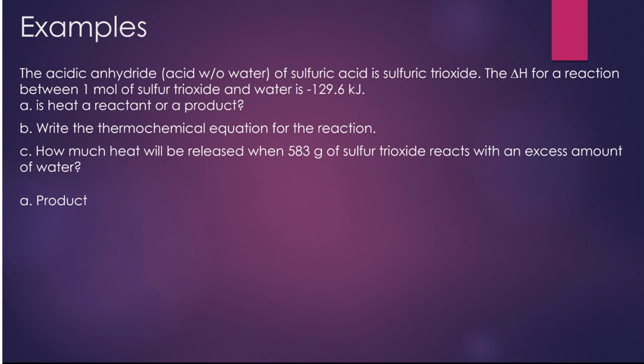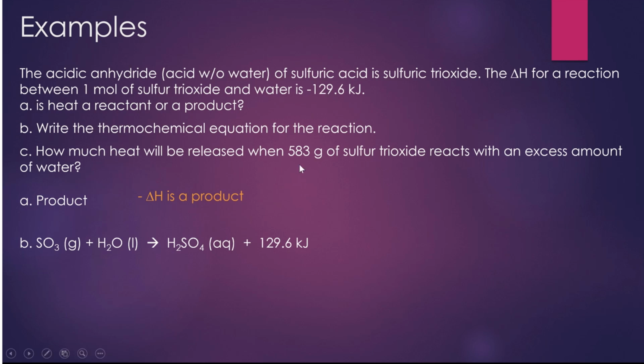Question A, is heat a reactant or a product? Well, we just simply need to take a look at the sign on the change of enthalpy. It's negative 129.6 kilojoules. That means it's a product. To write the thermochemical equation, well, heat goes on the side of the products. If it's a product, it goes on the right.